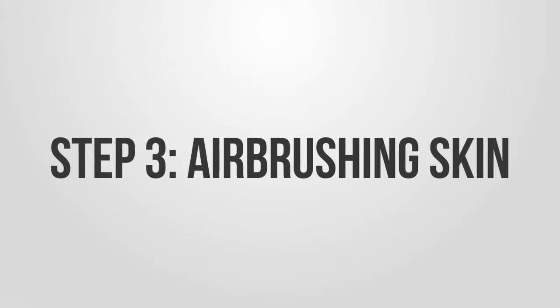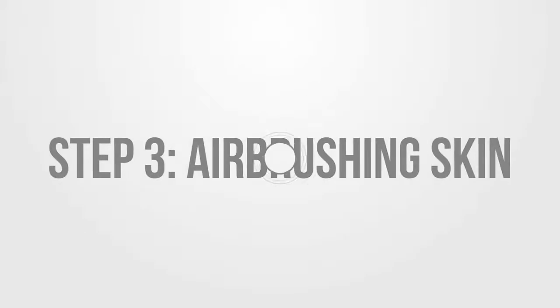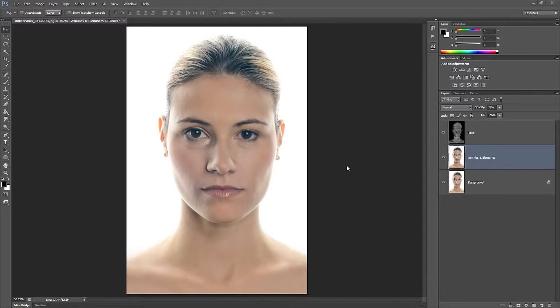Step 3. Airbrushing skin. Next, we're going to airbrush the skin. For this step, we're going to demonstrate it to you using this photo that already has the previous steps applied. Before we airbrush, we're going to merge the 3 layers into a smart object. This is so that you can edit the airbrushing layers at a later time without having to redo everything.